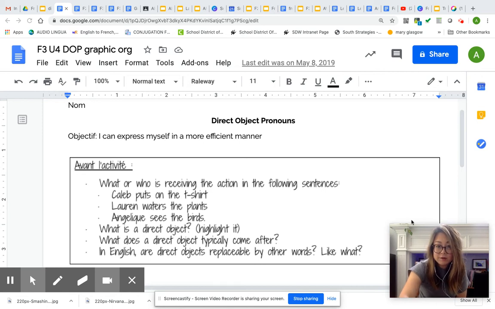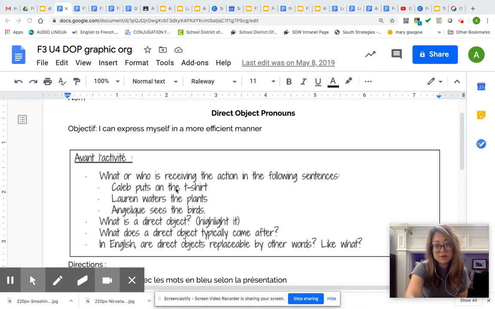We're going to talk about something called direct object pronouns. And typically, I like to introduce this in a different way, but we're going to try it like this. So you'll notice that the objective today, this is our learning target, is I can express myself in a more efficient manner. So what we're going to look at is a way that you will be able to communicate with people that sounds more natural and more fluent overall. And it's critical to be able to do this, especially in interpersonal settings. So let's take a look at this.